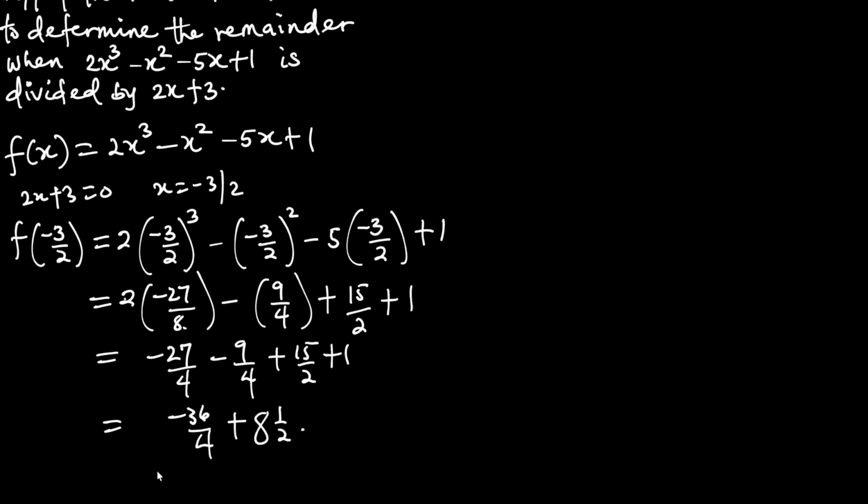So when you divide this, you have minus 9 plus 8.5. So this gives minus 1 over 2. So whichever method you have used in evaluating this, just make sure that your answer is equal to minus half. Therefore, the remainder when this has been divided by this is equal to minus half.